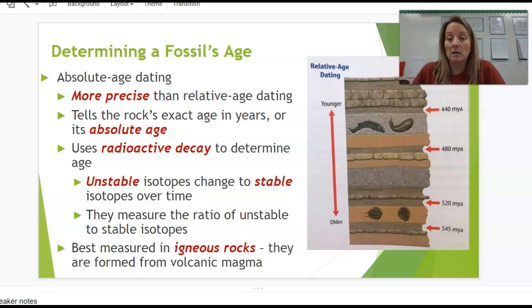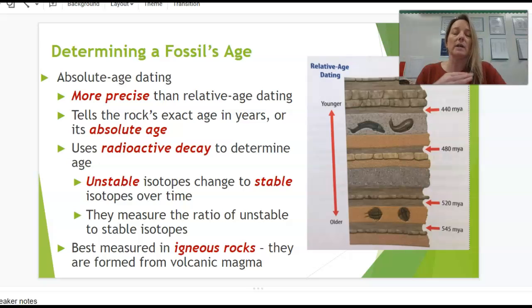Now remember, we're still dating the rock, because you can't really date fossils, but you can date the rock around them, okay? And they do this by using radioactive decay. And radioactive decay uses isotopes to help date the rock and the dirt and everything, okay? With radioactive decay, unstable isotopes in the atoms that make up the rock change over time to stable isotopes. And it takes so long to change from unstable to stable.